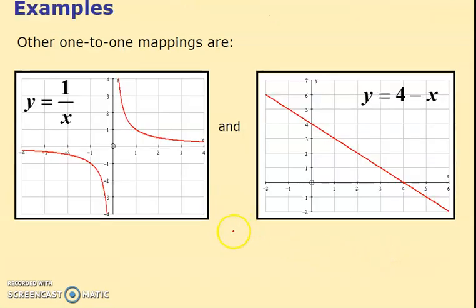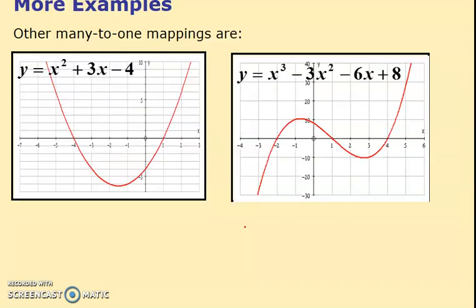Let's have a look at these. These are also, it says one-to-one mapping. So one number goes in, one number comes out. One number in, one number out. These are all one-to-one mappings.